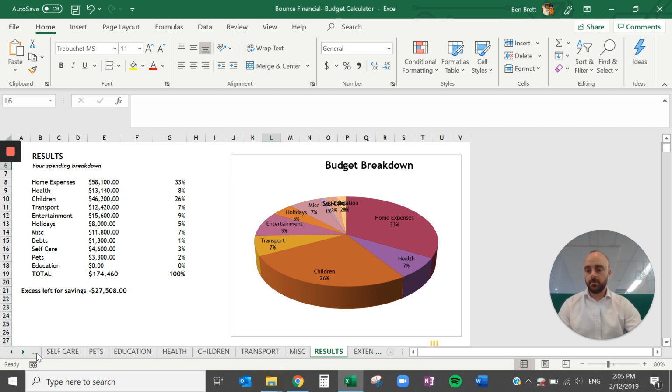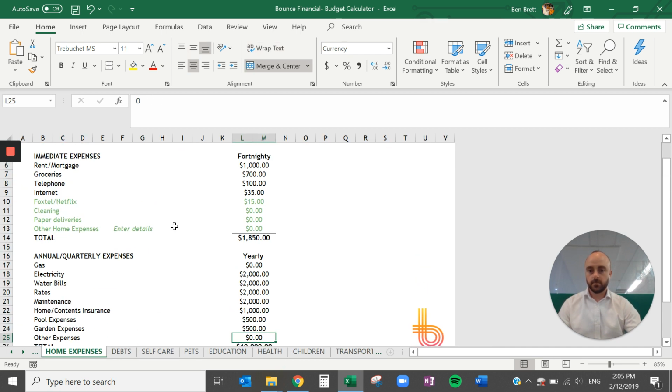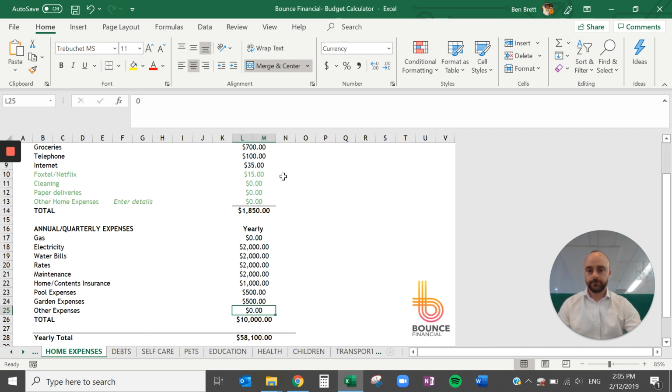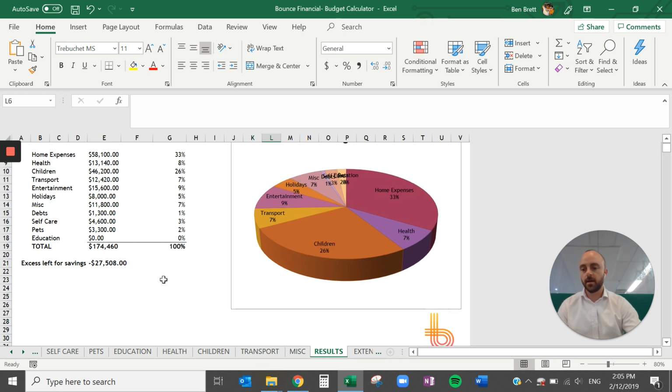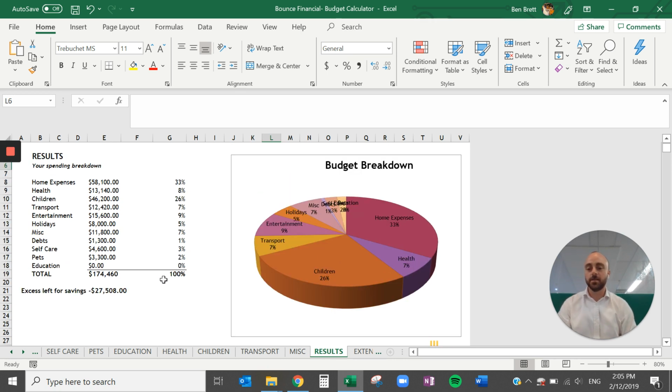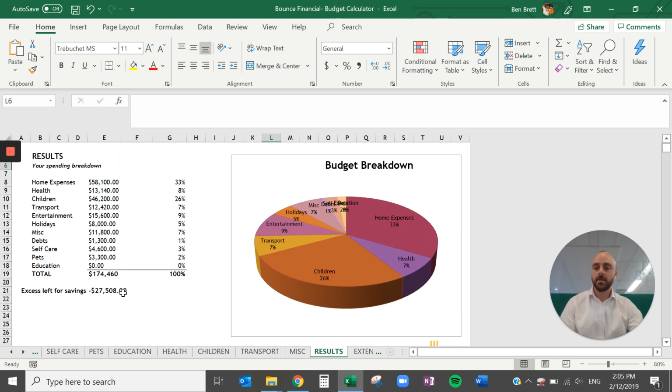Okay, so you will see that this family that earns $100,000 each is spending $174,000. And hang on, is that right? Let's just check. No, that's right. It still seems like so much money, doesn't it? You will see that they are spending $174,460, which means they're $27,000 short of earning the money they need to spend, right?